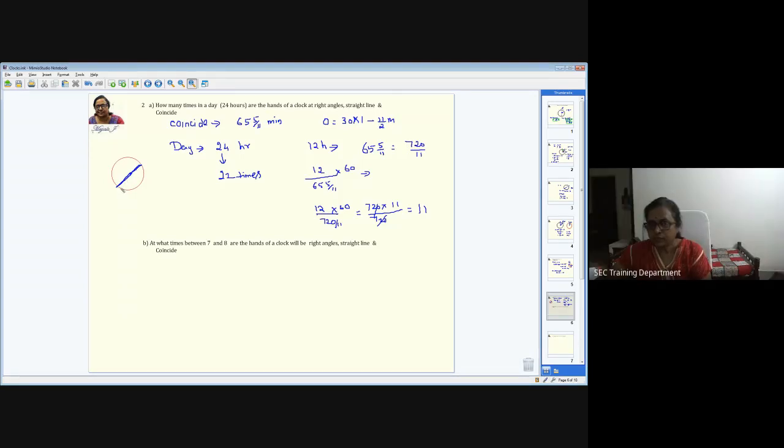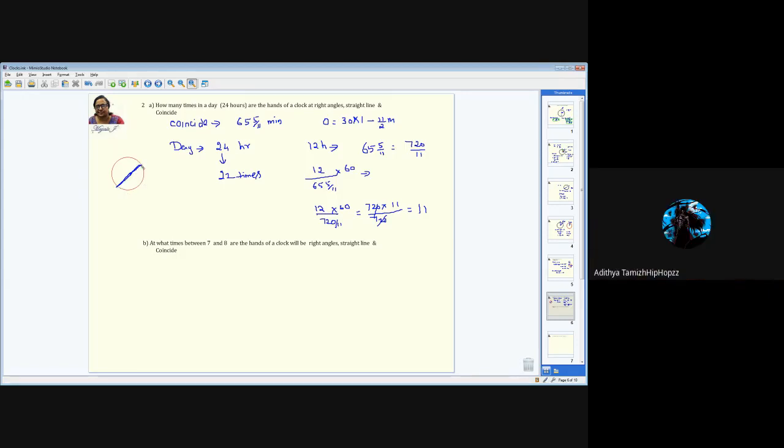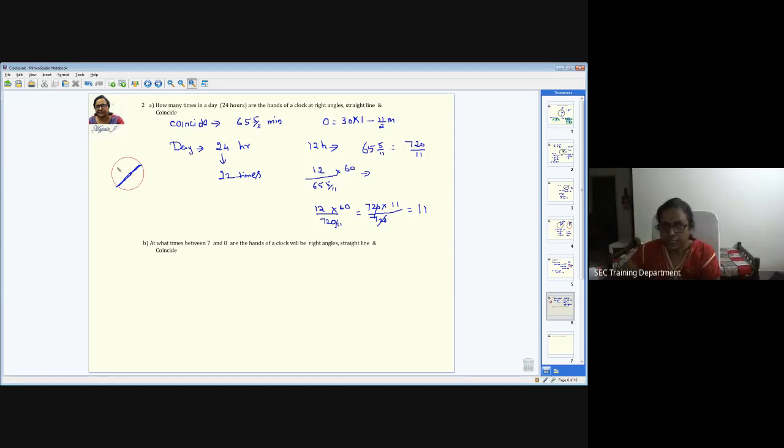When the coinciding is 11 times, after coinciding, it is going to come here and make a straight line, then again go back and coincide. So once coinciding happens, when the straight line comes, again it's going to coincide, again it's going to come as a straight line. So in every one revolution, it is going to coincide once. At the same time, it is going to be in the straight line once.